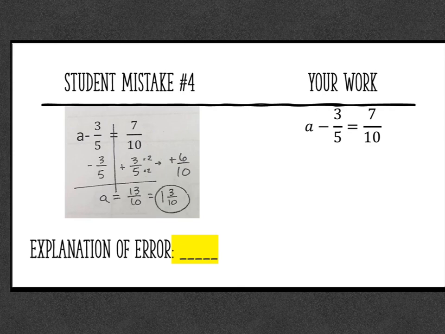All right, for student mistakes numbers 4, 5, and 6, I'd like you to try them independently. See what you can get done. Check the key when you finish. If you make a mistake at any point, please make sure you are fixing it. So you're going to show your work, compare it to the student's, and then explain what the student did incorrectly for mistakes 4, 5, and 6.